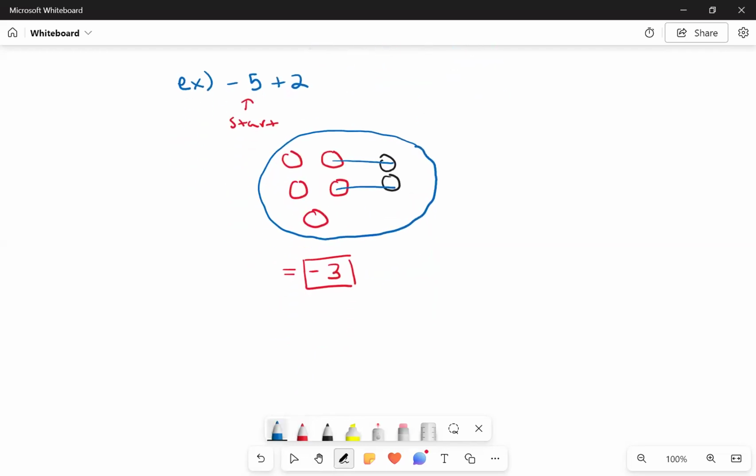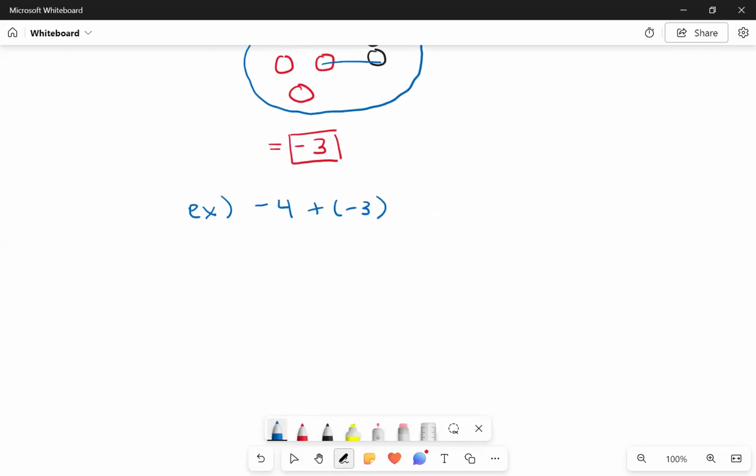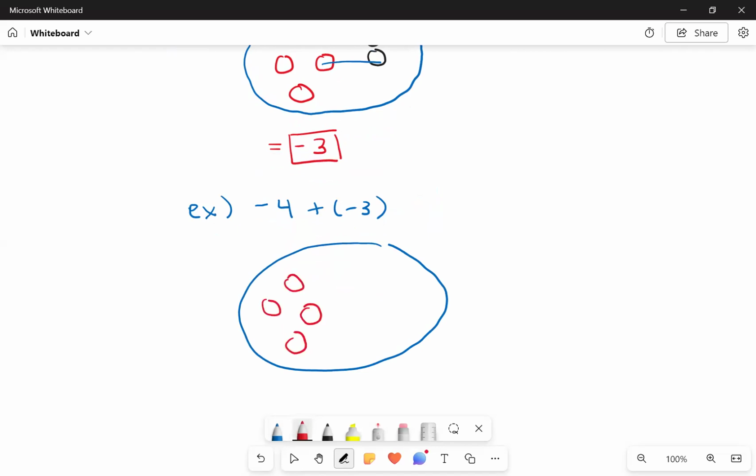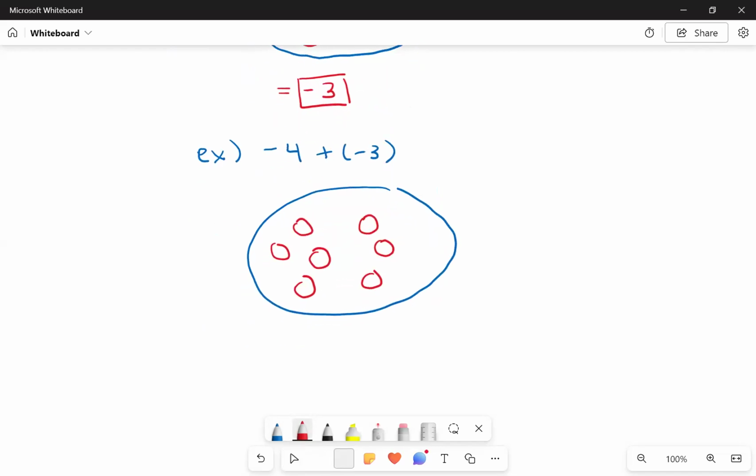Okay, let's try another one. Let's say I have -4. Sorry, I immediately switched to writing the negative number in red. My brain. Okay, -4 plus -3. There we go. All right, so here, my little universe. I have 4 red chips for the -4. 2, 3, 4. I add 3 more red chips. Nothing cancels out, so this is just -7.